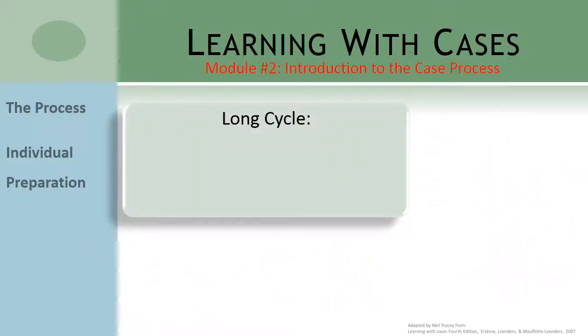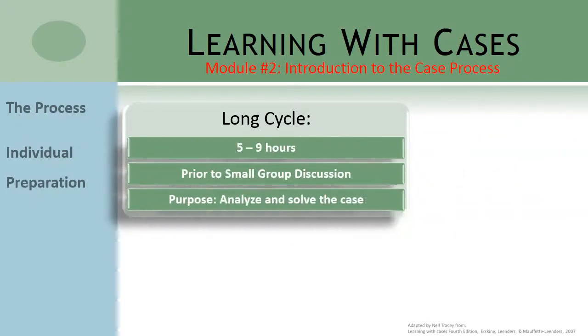Once you've completed the short cycle and put it aside for 24 to 48 hours, you're ready to begin the long cycle stage of your individual preparation. The long cycle preparation should be completed prior to the small group discussion stage, and this stage can take anywhere between 5 to 9 hours depending on the complexity of the case. In this stage, we conduct an in-depth analysis of the case and develop our recommendations for solving the critical issues to help us achieve our definition of success.